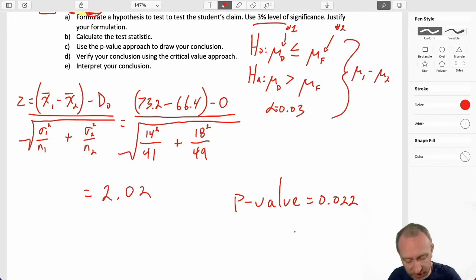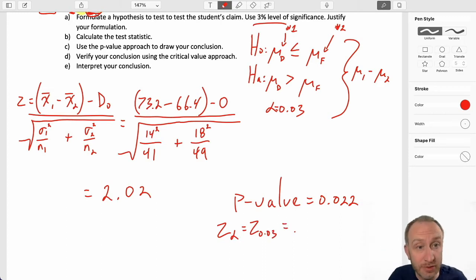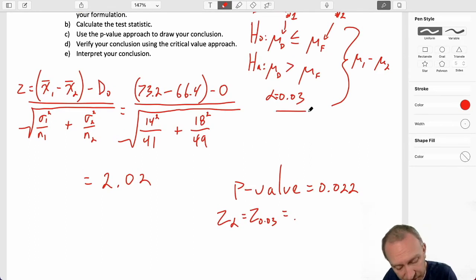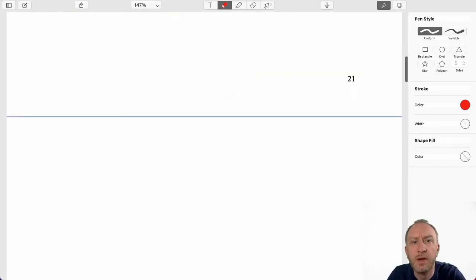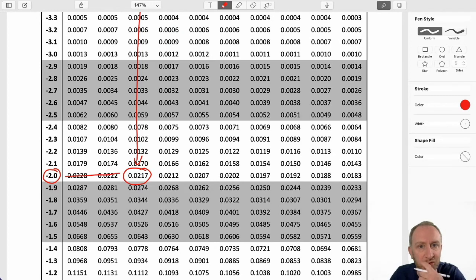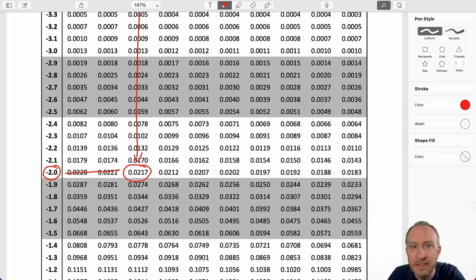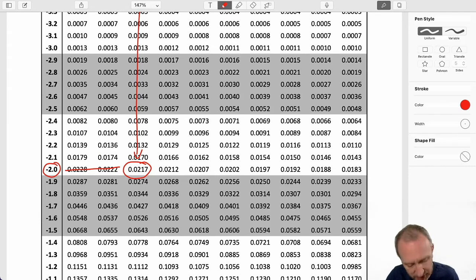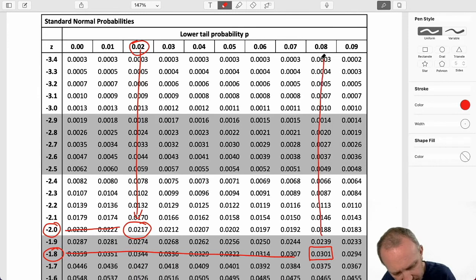Now, let's do the critical value approach because we have a different level of significance, one that we haven't used. So let's just make sure we can find that in our tables. I'm looking for alpha is 0.03. And so when I come down to my tables, I'm looking for 0.03 and I see it right about there, about as close as we're going to get to 0.03. So there's my critical value, 1.88.